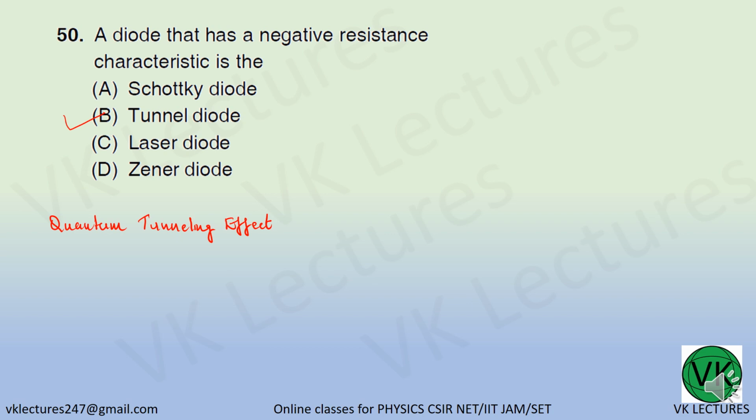Now what happens in this effect? In the VI characteristics curve, when voltage increases, the current decreases. So this is where you have negative resistance. The property is useful in high frequency oscillators or microwave circuits.